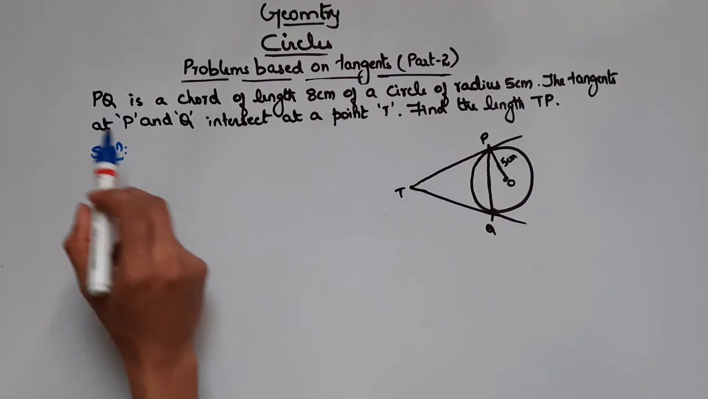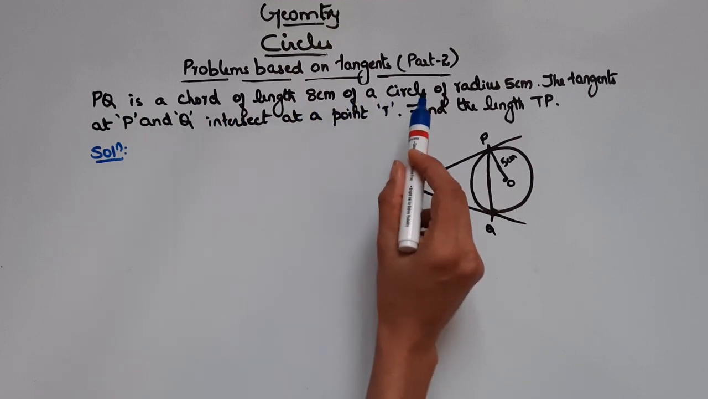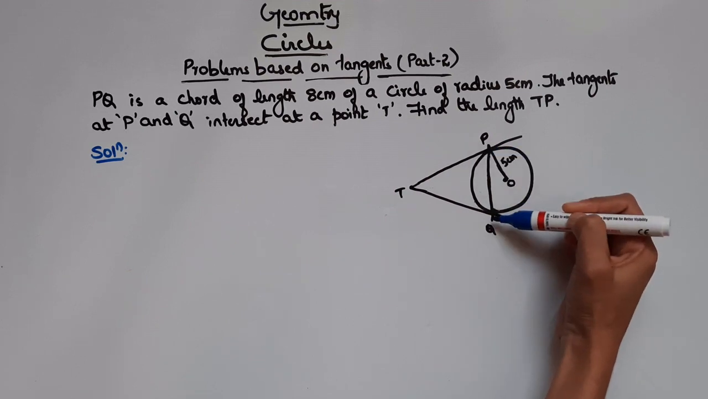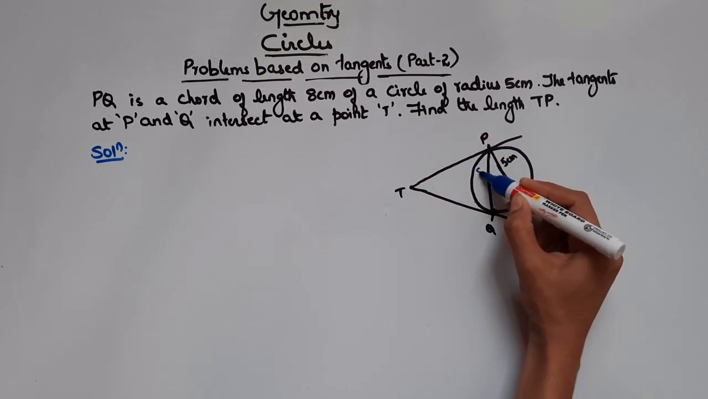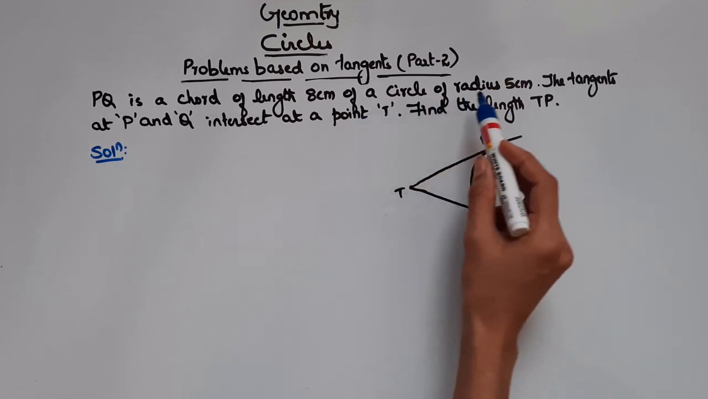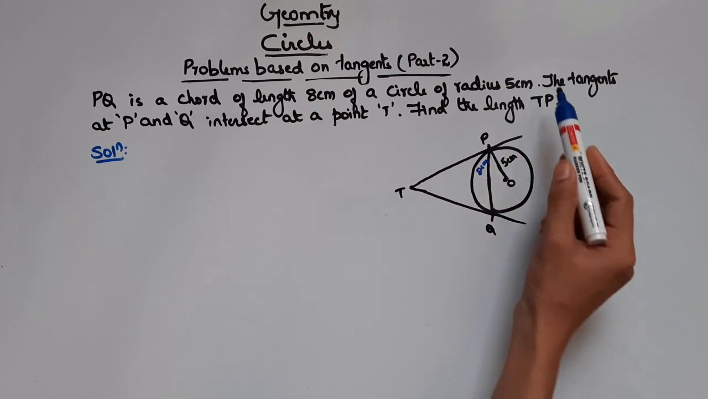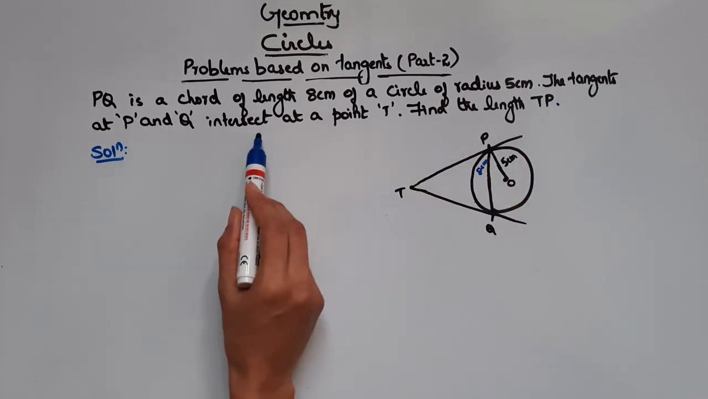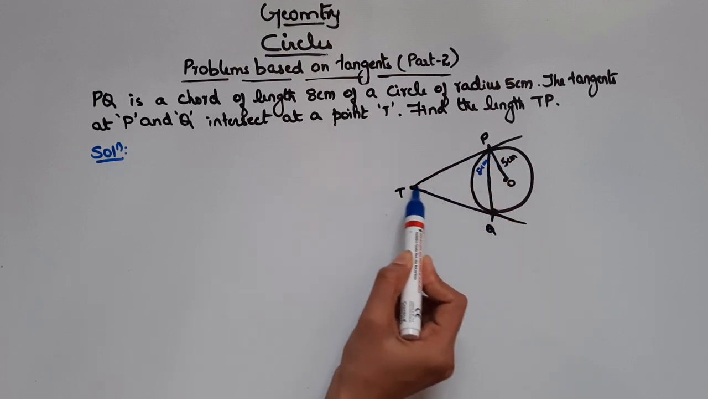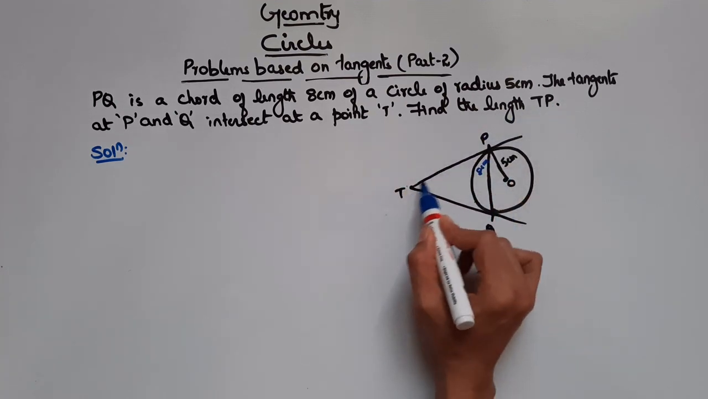Here a figure is given. It says PQ is a chord of length 8 centimeter of a circle of radius 5 centimeter. So we have a chord PQ which is 8 centimeter, of a circle of radius 5 centimeter. The tangents at P and Q intersect at point T. Find the length TP. We have to find TP.